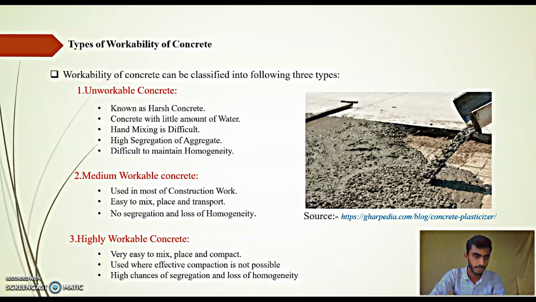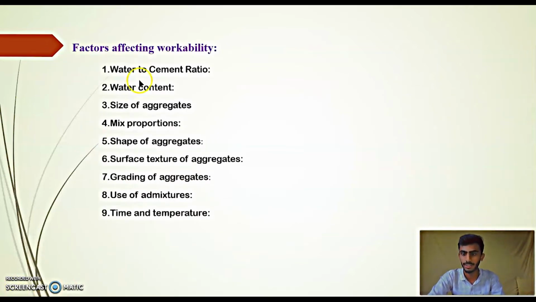Okay, then in the next slide we will cover the factors affecting the workability of concrete. First is water cement ratio. These topics we will learn about in the next slide. Here is a quick review of the factors. Next is water content. Third is size of aggregate. Fourth, mix proportion, shape of aggregate, surface texture of aggregate, grading of aggregate, use of admixtures, and time and temperature.